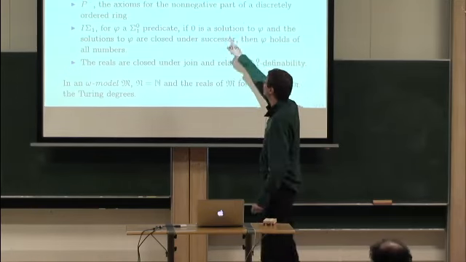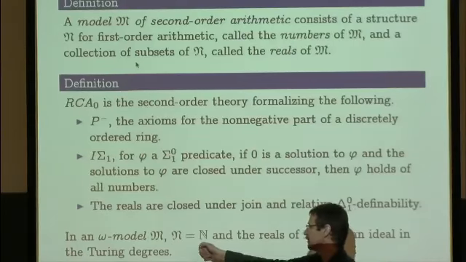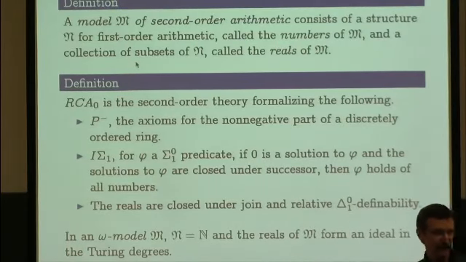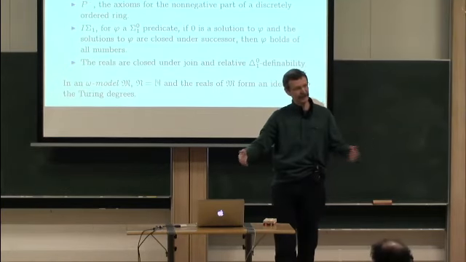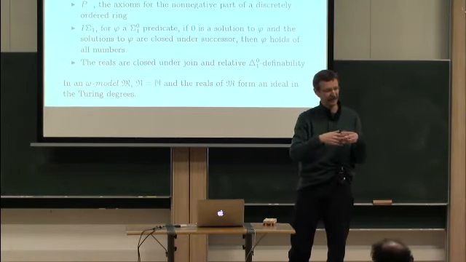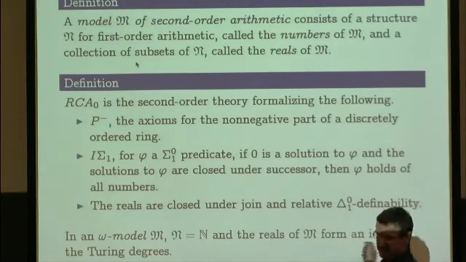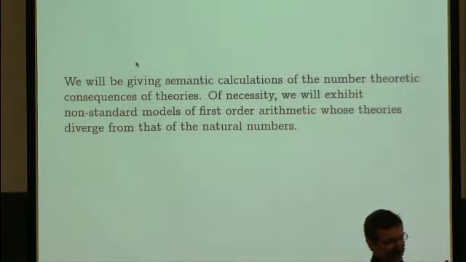Okay, a particular kind of structure of second order arithmetic is an omega model. An omega model has the property that the natural numbers of that model are isomorphic to the natural numbers. Okay. The reals of M form an actual collection of reals, and they're closed under recursive join, so it's an ideal in the Turing degrees. An omega model is a particular structure like that, where you have the natural numbers and some ideal in the Turing degrees.